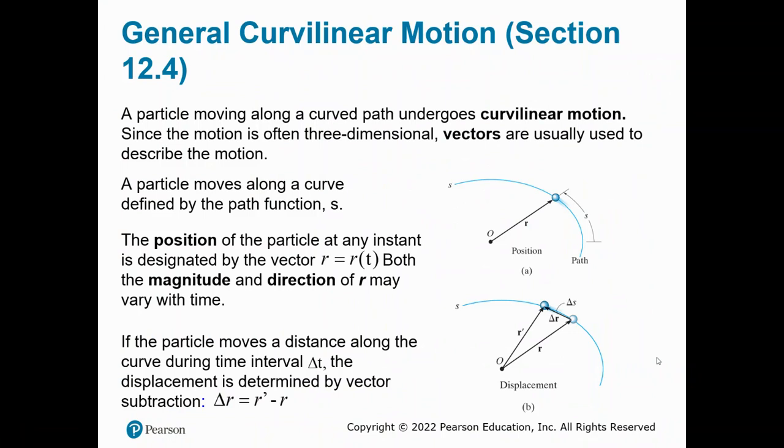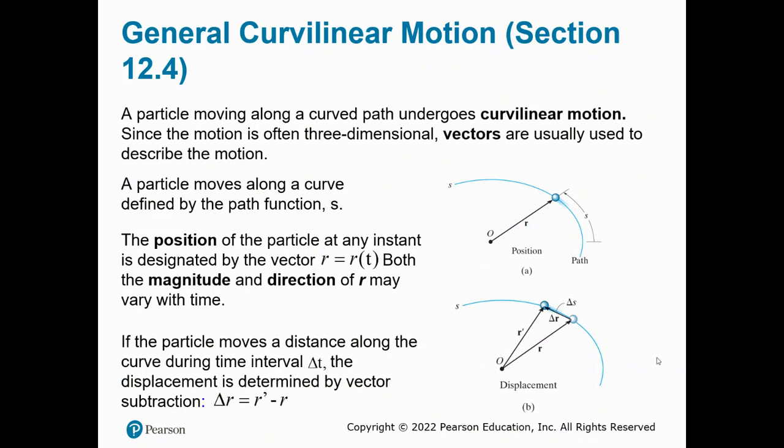Section 12.4 talks about general curvilinear motion. When a particle moves along a curved path, it undergoes curvilinear motion. Since the motions are usually in 3 dimensions, vectors are usually used to describe the motion. When the particle moves along the curve defined by the path S, we use this vector r to describe the position of the particle at any instant. And remember, since it's a vector, we need magnitude and direction to describe it.